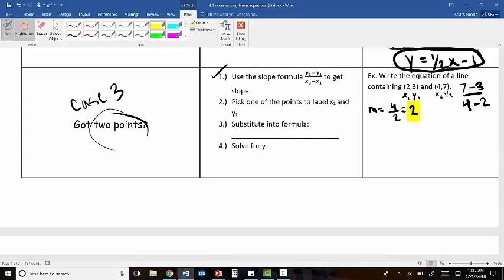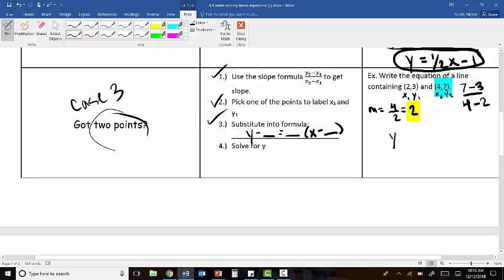So normally step 2, it says pick one of the points and label it x1, y1. We did that earlier when we computed the slope, but it really doesn't matter which ordered pair you pick. So let's say that you felt like using this ordered pair. Perfectly fine. Either one will get you the same answer. So we're going to take the point and the slope, and we're going to plug it into y minus space equals slope times x minus x1.